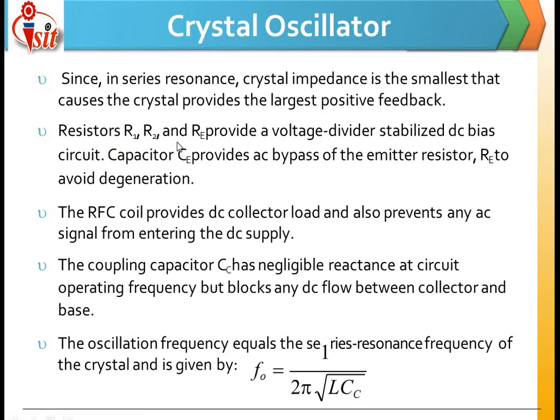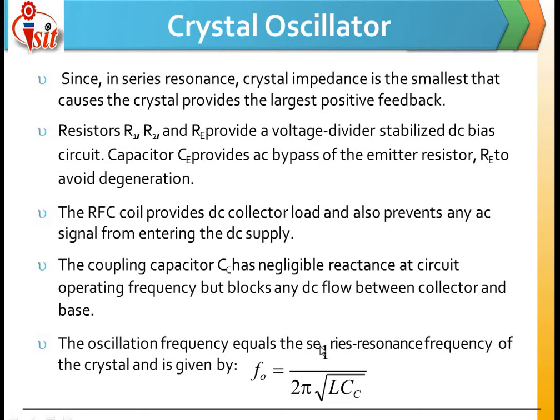The resistors R1, R2 and RE provide a voltage divider stabilized DC bias circuit. The capacitor CE provides AC bypass of the emitter resistor, that is RE, to avoid degradation. The RFC coil provides the DC collector load and also prevents an AC signal from entering the DC supply. The coupling capacitor, that is CC, has negligible reactance at the circuit operating frequency but blocks any DC flow between the collector and the base.